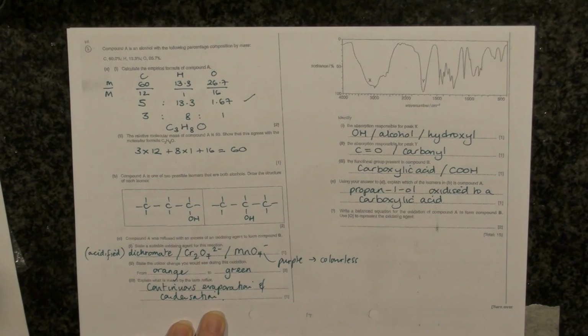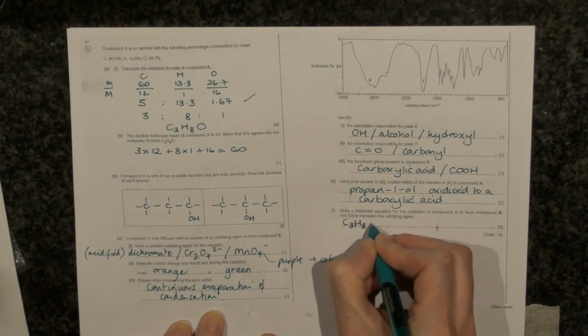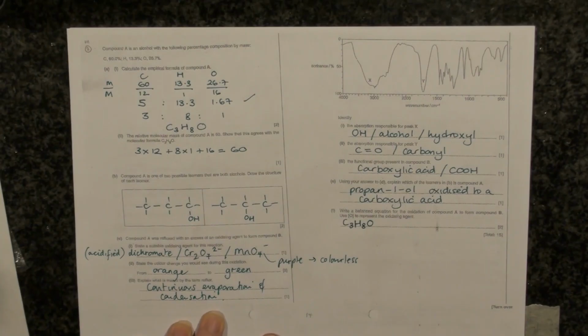Finally, on this question, writing a balanced equation for the oxidation of compound A to form compound B. Now, just in case you've made an error on the previous one, they, on the mark scheme, just write C3H8O. It is, of course, the structural formula for propanol would be the ideal answer, but they wouldn't penalise you again if you'd used propanol, so that's why I've written C3H8O.